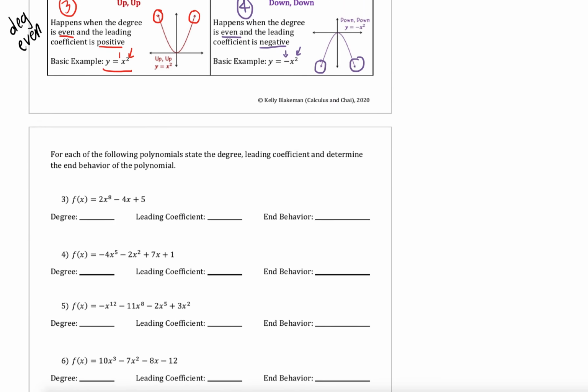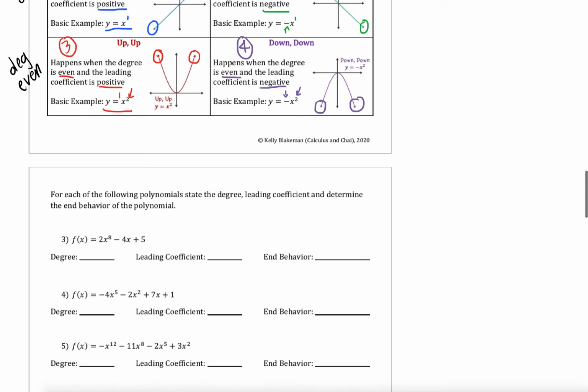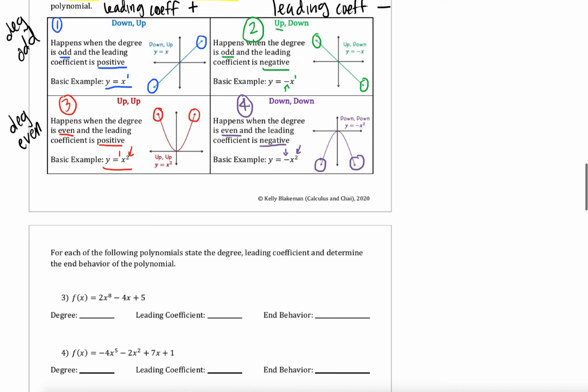So for each of the following functions, we want to state the degree, the leading coefficient, and then determine the end behavior. And I'm going to in fact scroll back up so we can have all of those cases here. So let's look at our first function. We have f of x equals 2x to the 8th minus 4x plus 5 as our polynomial. Why don't you guys pause the video right now and decide on what your degree and your leading coefficient is.